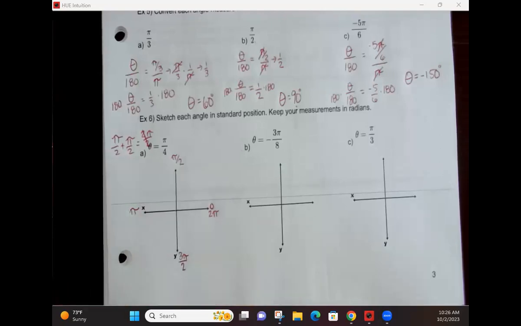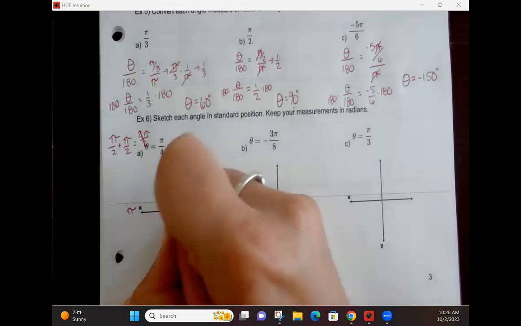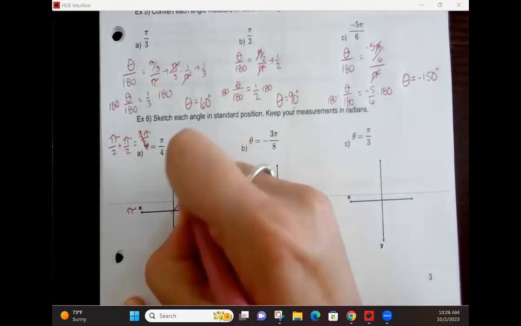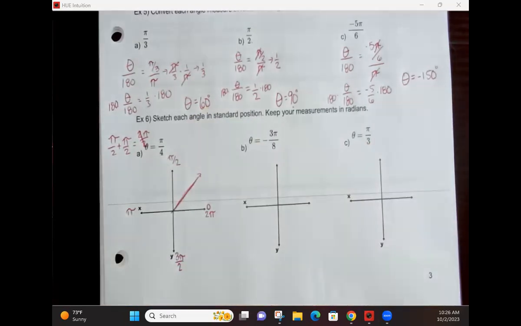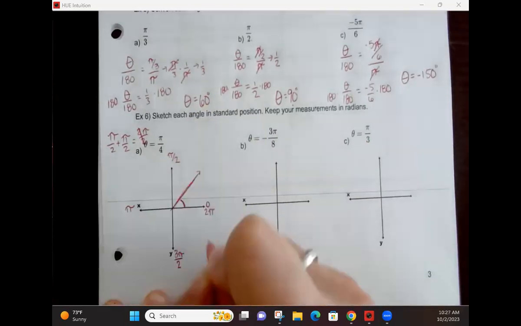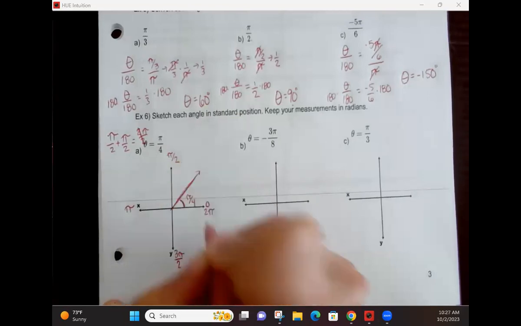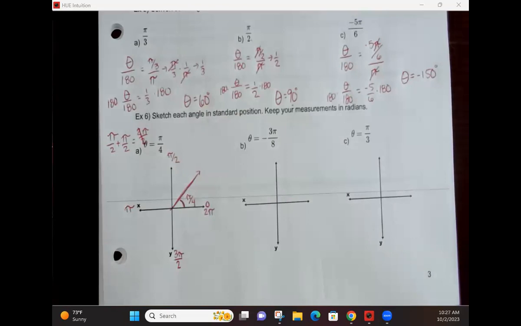So if I want to sketch angle theta and it's pi over 4, where should it go? What quadrant should it be in? It should be in the first quadrant, right? Quadrant 1, because 1/4, forget about the pi for a second. If this is 0 and this is the half, a fourth is going to be right in between. So pi over 4 is going to be right in here. It should split that quadrant in half. This would be my angle, pi over 4. It's halfway between 0 and pi over 2.